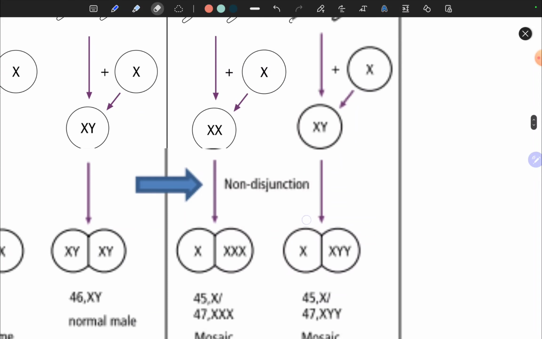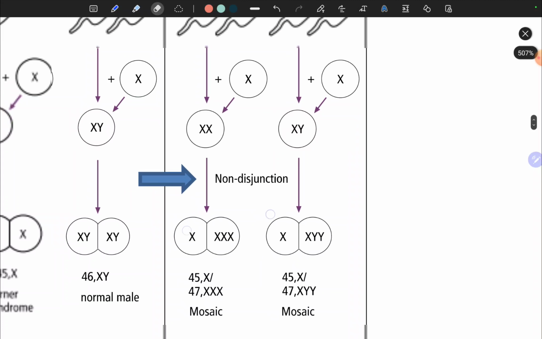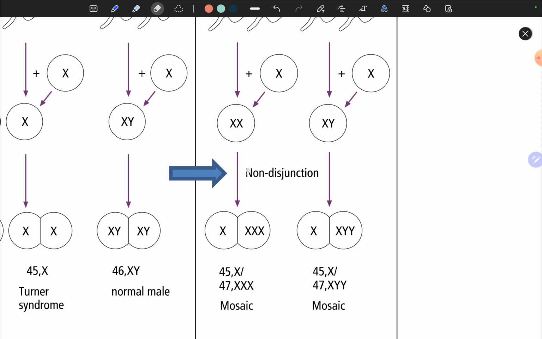This is also a non-disjunction occurring at this stage. So one X and the other X will divide, and they will give different conditions. In these cases, they usually give a mosaic form, which means different cells have different counts of chromosomes.